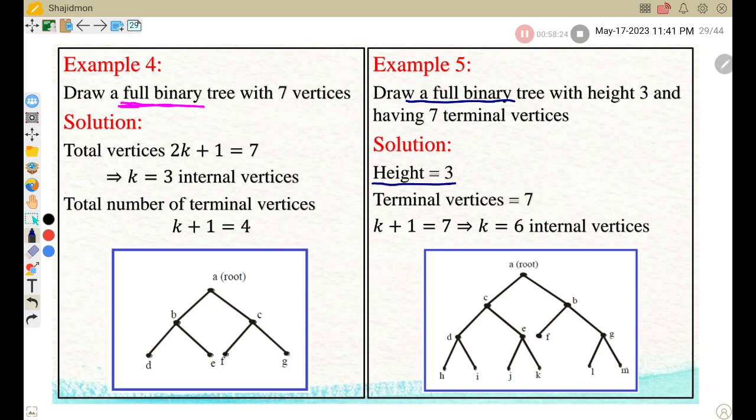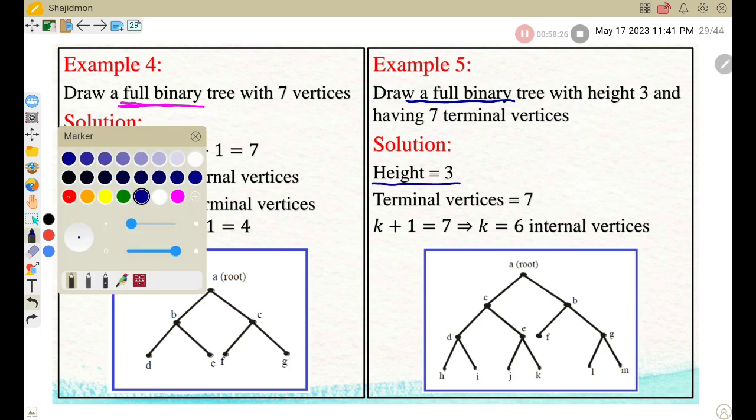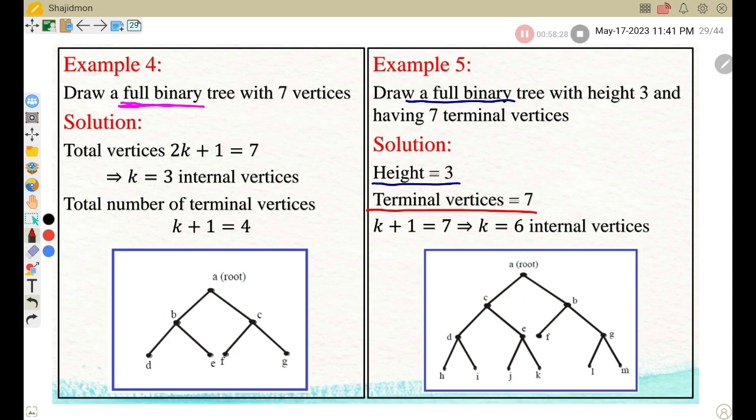Okay, so height is 3, given in the question. How many terminal vertices? Terminal vertices equal to 3. What is the rule for the terminal vertices? We have studied k plus 1. So k plus 1 equal to how much? 7. Correct? Terminal vertices equal to 7 means k plus 1 equal to 7.